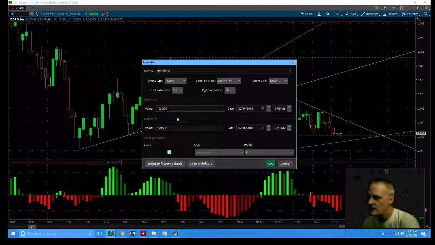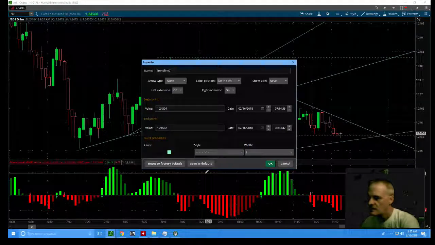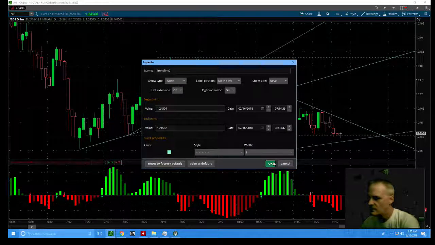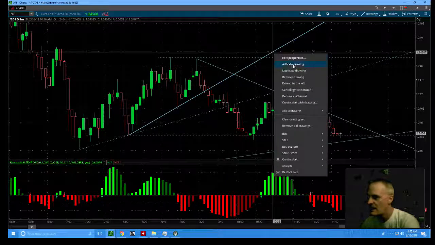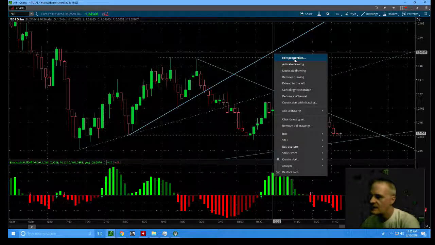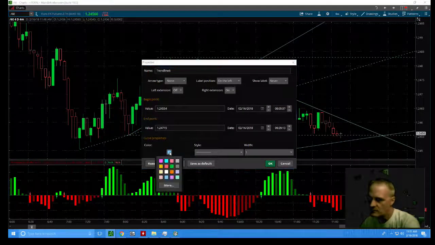So something you can do to eliminate confusion is, if I'm going to leave this on the chart, I want to change it to a dashed line to show, okay, that was once a trend line support that was violated. So I'm just leaving it on the chart as a reference point.